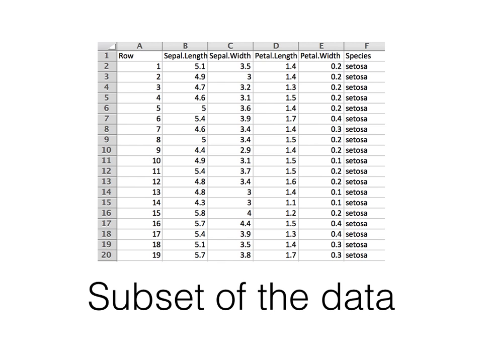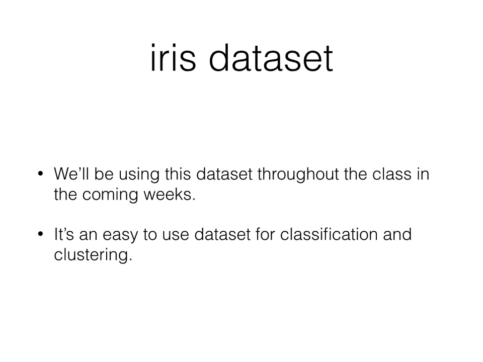This is a subset of what the data looks like. This is the first 19 rows, and they're all setosas, and you can see that there's a sepal length and width, and a petal length and width, and then the species of flower. So we're going to be coming back to that data set throughout the class in the coming weeks.